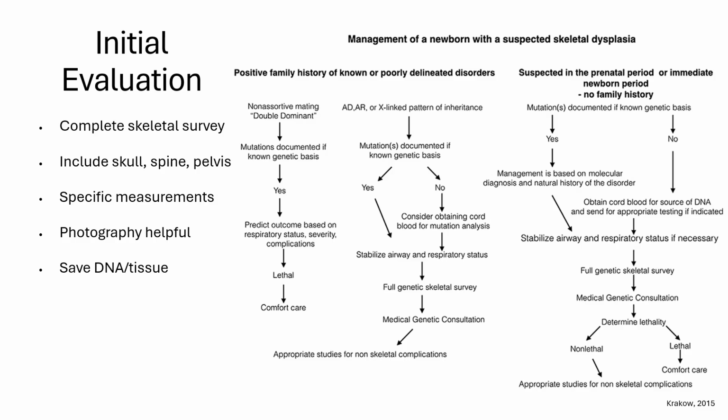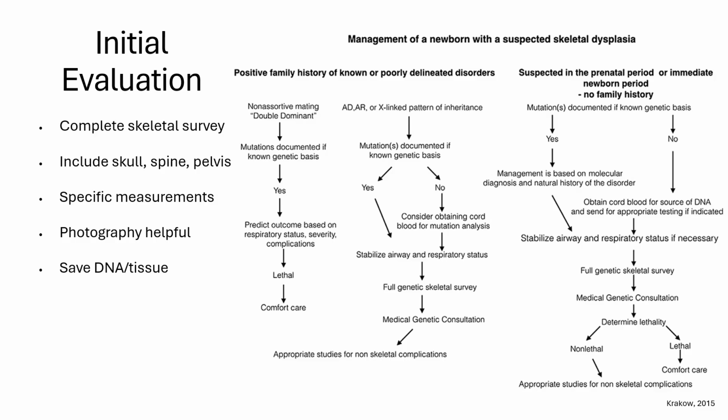Taking specific measurements during your evaluation provides objective data that proves invaluable for diagnosis and monitoring. These measurements include not just standard length and weight, but also the specialized anthropometric assessments we discussed earlier: upper to lower segment ratios, head circumference, chest circumference, and limb measurements. Think of these numbers as creating a quantitative fingerprint that helps specialists distinguish between similar appearing conditions.